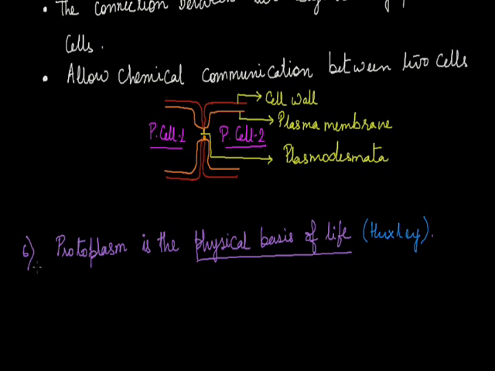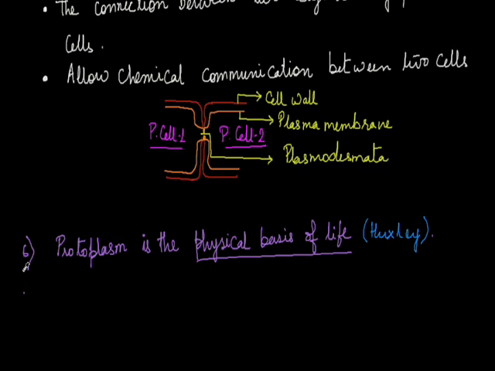This statement means that protoplasm is the site where chemical energy is converted into biological energy. For example, chemical energy is present in the bonds of chemical compounds like glucose, and it is converted into biological energy, that is, in the formation of ATP and other substances which are essential for the functioning of the cell. So the protoplasm can convert chemical energy into biological energy.